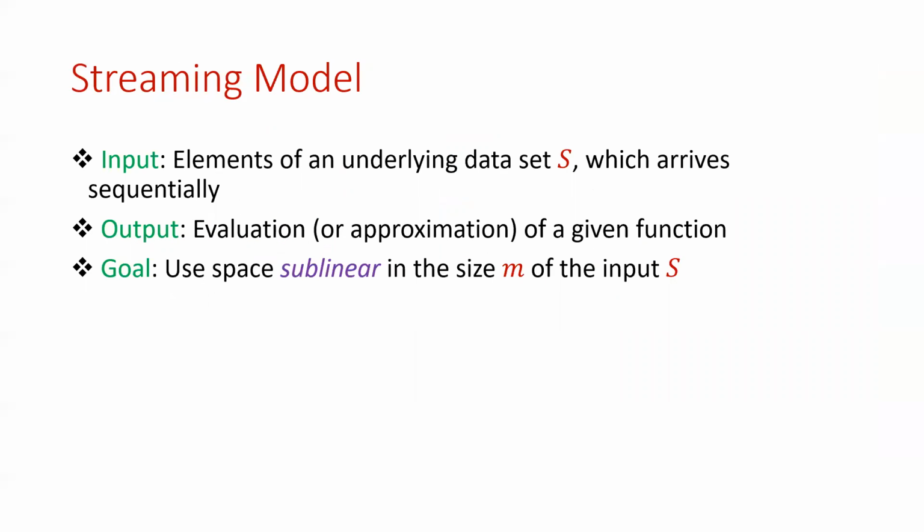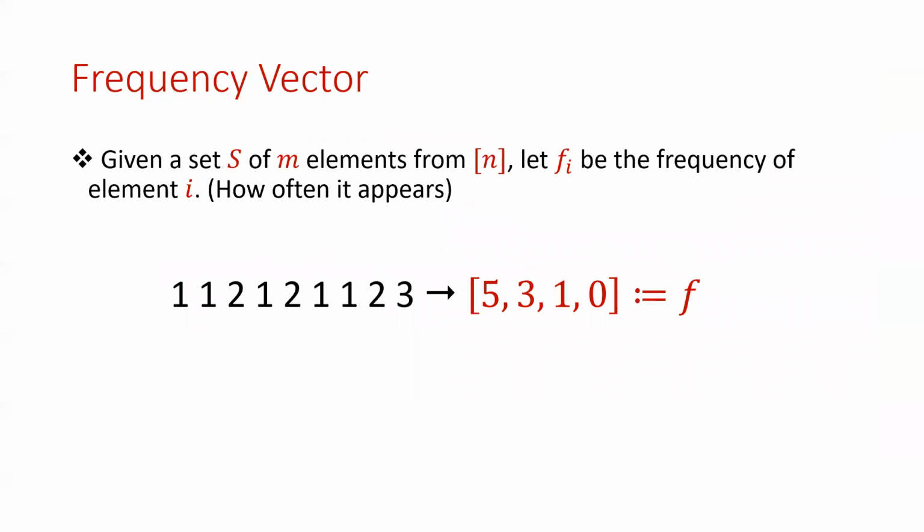So in this talk, we'll focus on the streaming model, where the input is elements of an underlying dataset S, which arrive sequentially, and the goal is to sample some member of S according to some given function. But of course, we would like to do this using space that's sublinear in the size of the input S. For example, we'll consider the instance where the stream S induces a frequency vector F, and we'll let F_i be the frequency of element i, which is how often it appears.